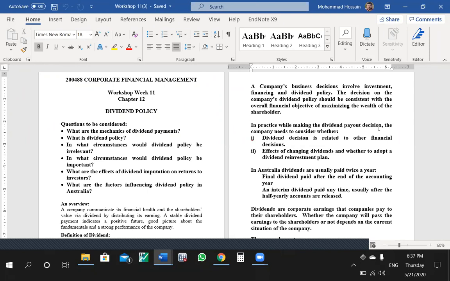And second, they look at the effect of changing dividends and whether to adopt a dividend reinvestment plan. They will check two things in this second part. They will check the effect of changing the dividend: if they change the dividend, how is it going to affect things. Another thing they will check is whether to adopt a dividend reinvestment plan, meaning that the dividend will be reinvested.